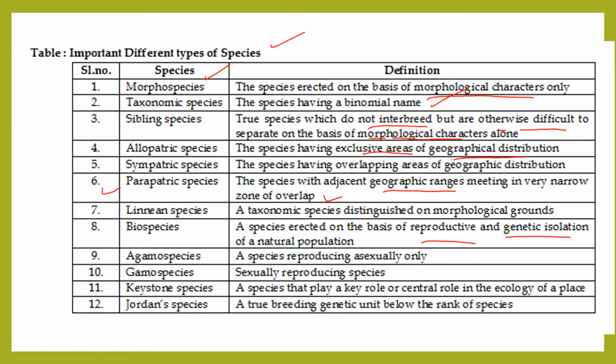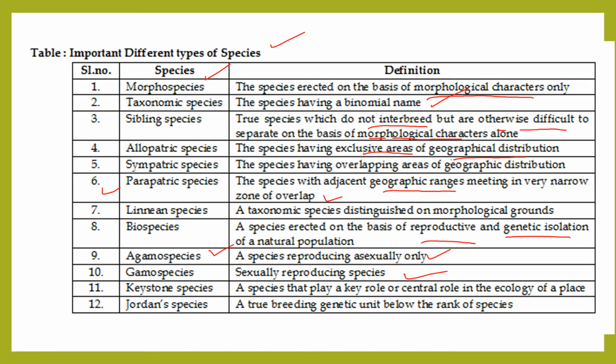What is an agamospecies now? A species reproducing asexually only. Next, gamospecies. Sexually reproducing species are called gamospecies. How will you remember that? Gamo represents gamete. Gametes are involved in sexual reproduction. So you call it a sexually reproducing species. In the same way, for agamospecies, it is without the presence of gametes. So it is an asexually reproducing species.